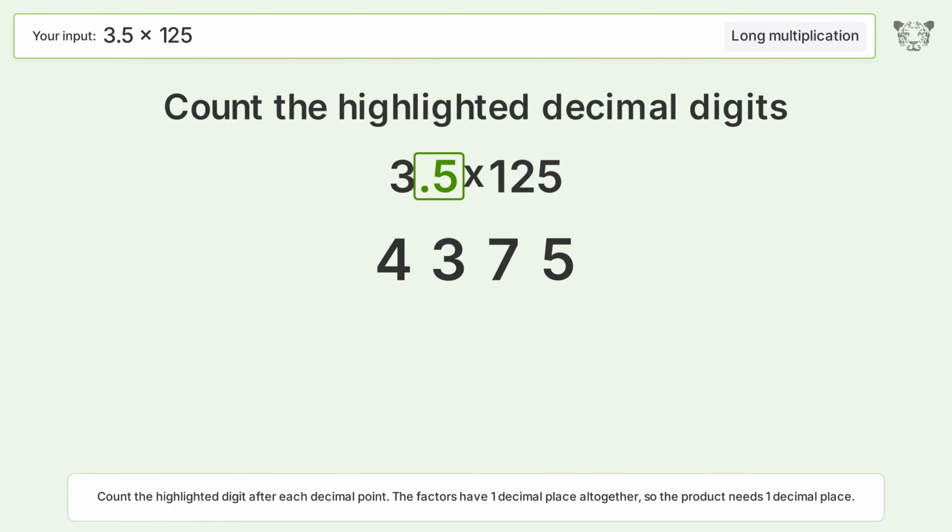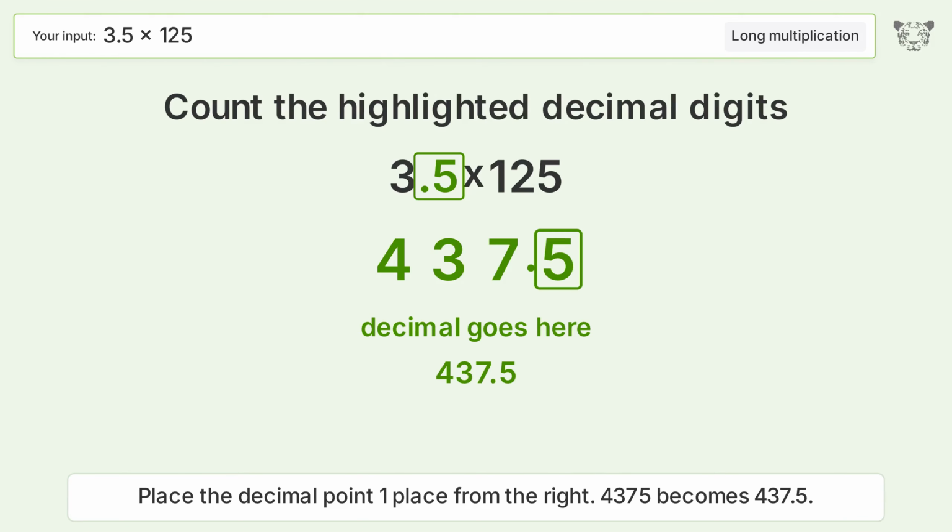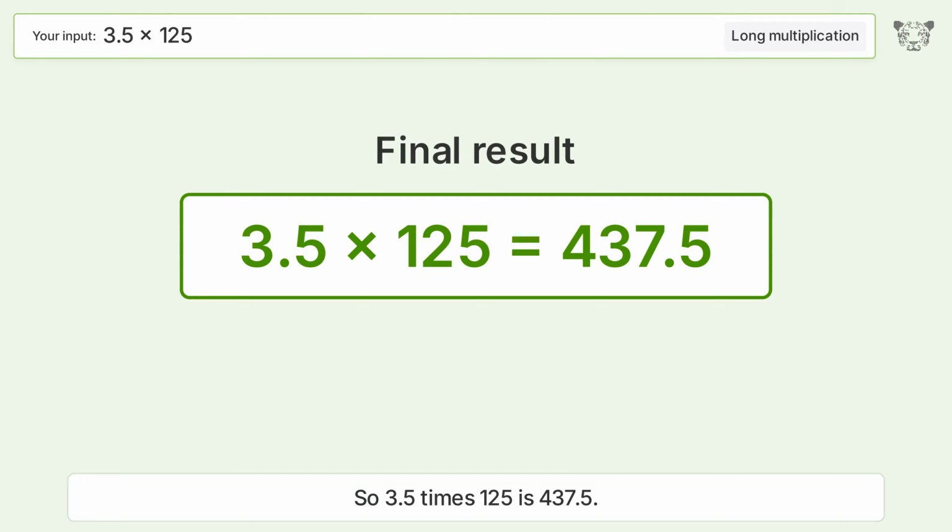Count the highlighted digit after each decimal point. The factors have one decimal place altogether, so the product needs one decimal place. Place the decimal point one place from the right. 4,375 becomes 437.5. So 3.5 times 125 is 437.5.